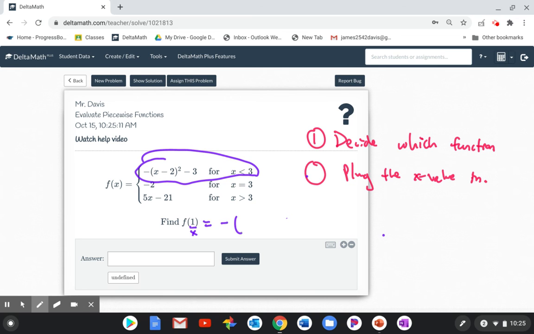It's going to be negative (1 minus 2) squared minus 3. Evaluate this. We get negative 1 squared minus 3. Negative 1 squared is positive 1, so negative positive 1. So it'll just be negative 1 minus 3, which is negative 4. That's our final answer.